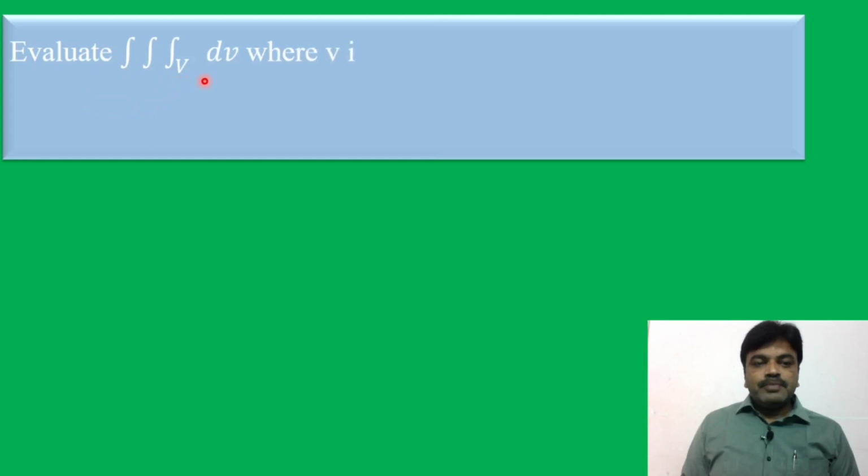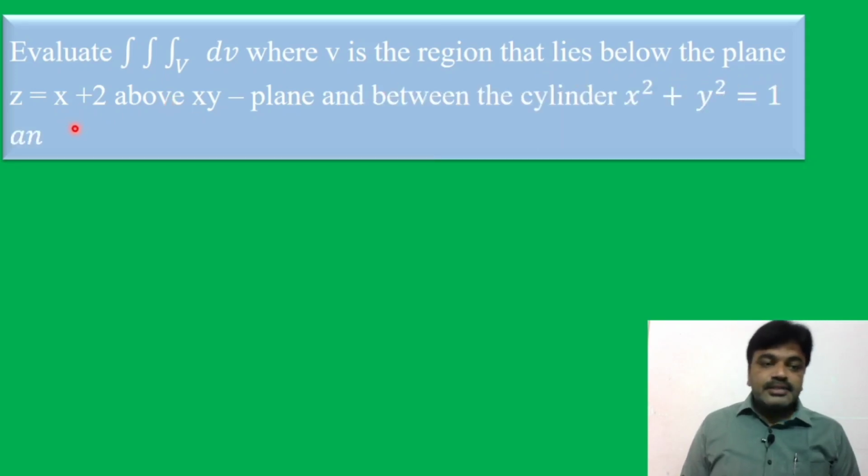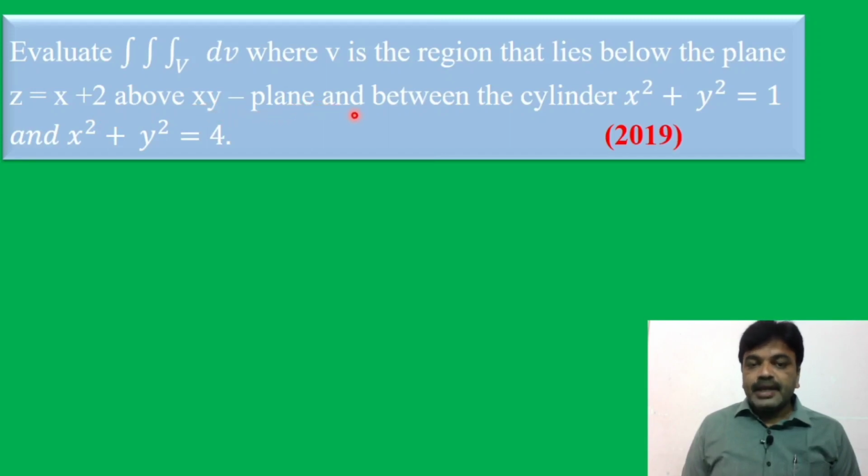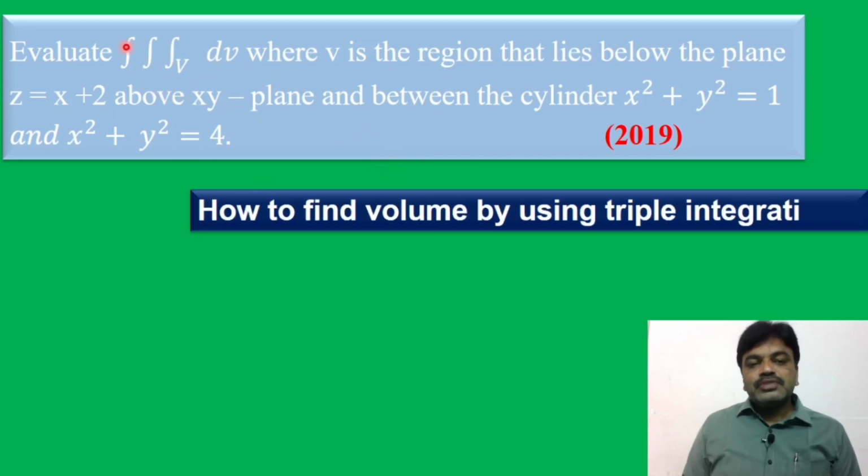Evaluate the triple integral over V dV, where V is the region that lies below the plane z equals x plus 2, above the xy plane, and between the cylinders x squared plus y squared equals 1 and x squared plus y squared equals 4. How to find volume by using triple integration?